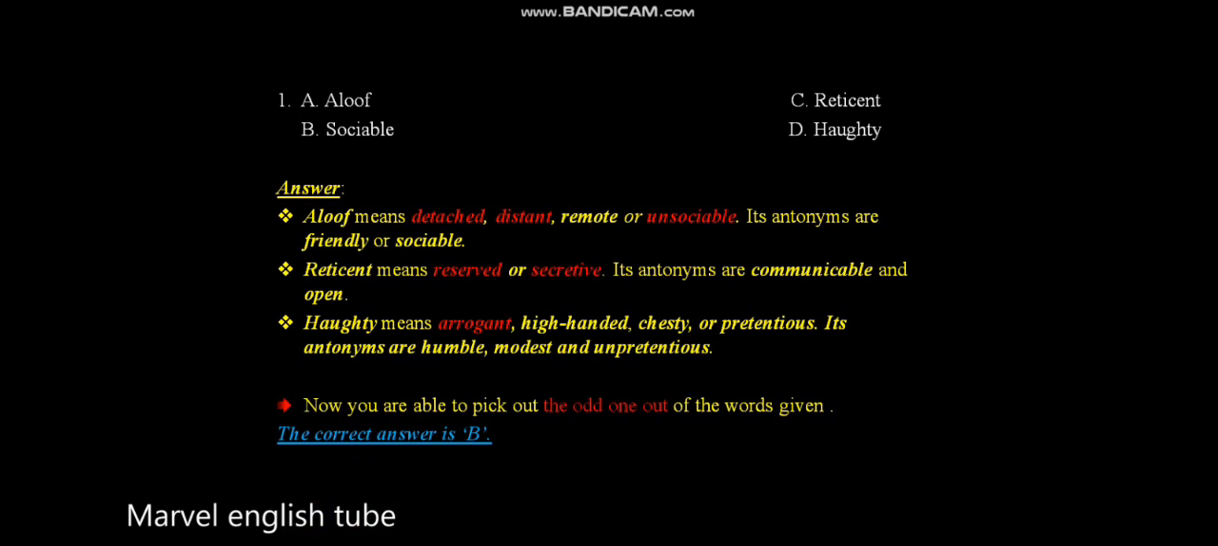So the one which is different is the one under choice B because aloof, reticent and hardy have something in common. We shall go to the next question.